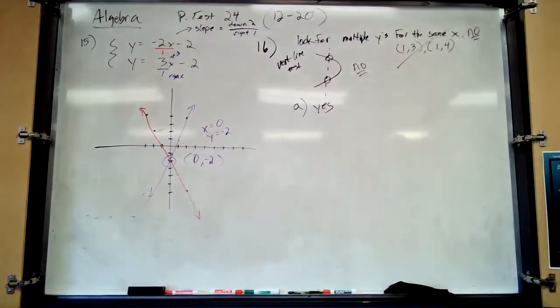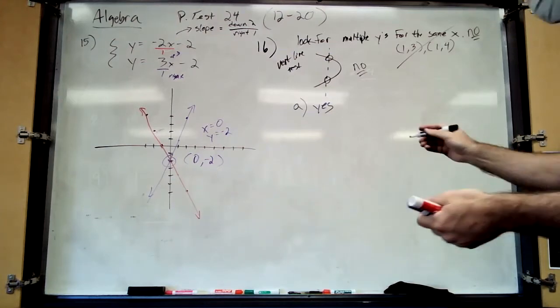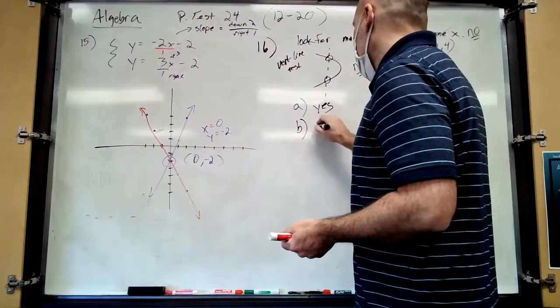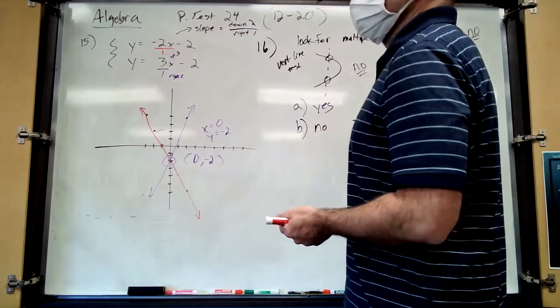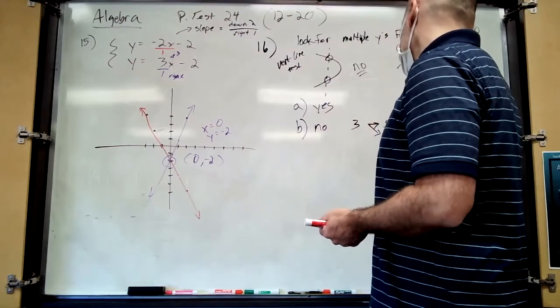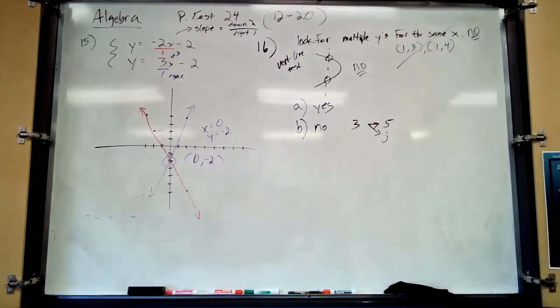All right, what about B? 1 goes to H, B goes to 5. So far we're okay. 3 also goes to 5, which we're okay. Multiple x's can go to the same y, but the same x can't go to multiple y's. But 3 also goes to J. So is this a function? No, because 3 goes to 5 and it goes to J. That's bad. Okay.